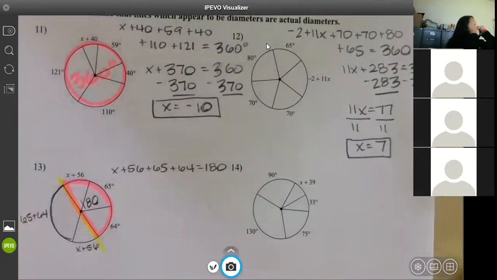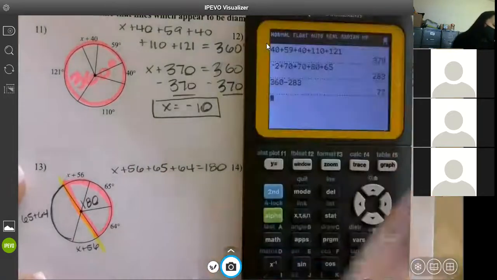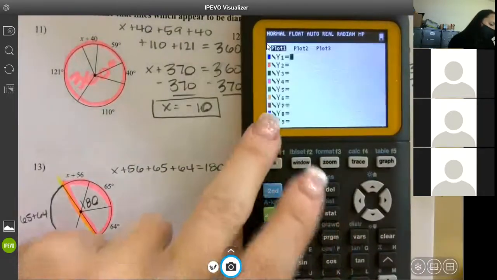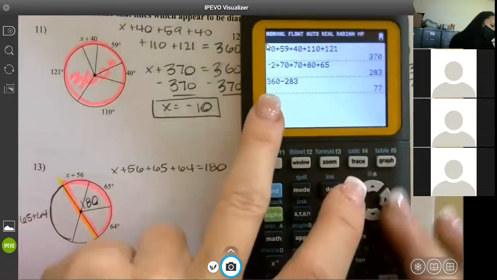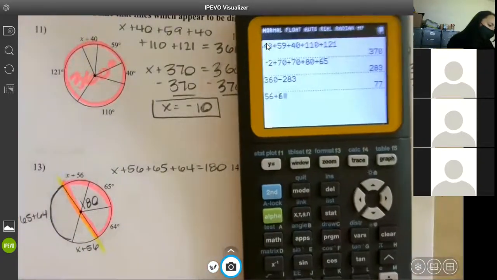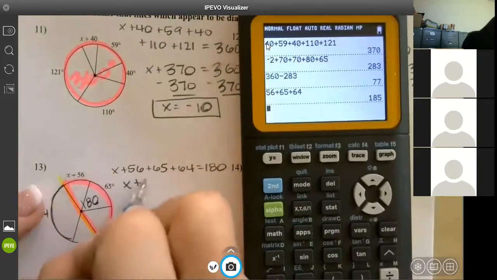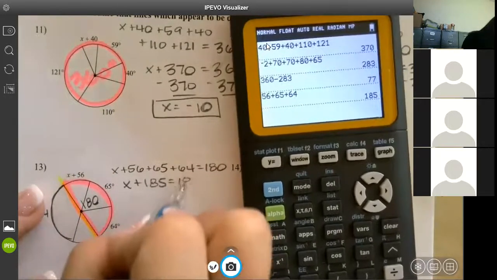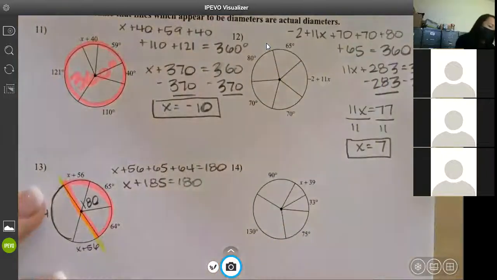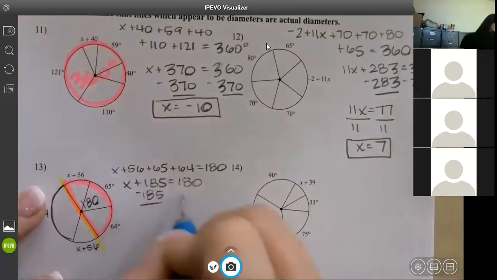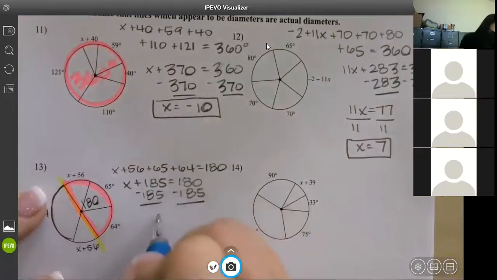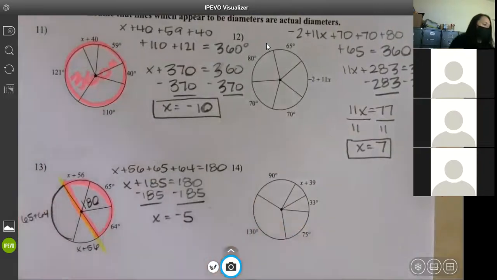Can you do it the other way? Yes, you can. You do it however you see fit. All I'm looking at is what did you get for x, okay? So I'm just giving you another visual of what you can do. So when we add this up and work it this way, x plus 56 plus 65 plus 64 is x plus 185 equals 180. Solve it by subtracting your 185. And you get x equals -5.